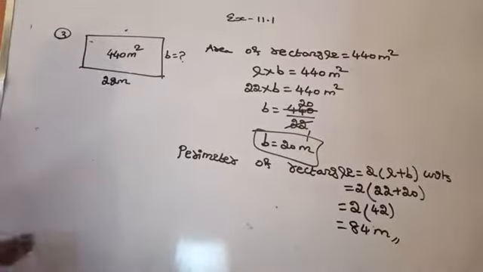Yes. What is given? Area of the rectangle is given and length of the rectangular land is given. You have to find the breadth as well as the perimeter of the rectangular garden. Am I right? Yes. Shall we move to the next question?